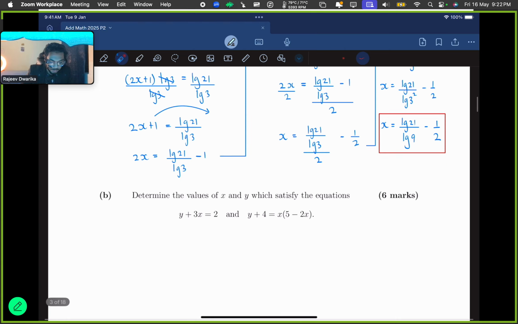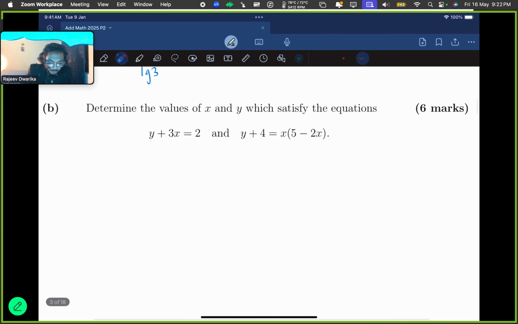Determine the values of x and y which satisfy the equations. I'm seeing two equations. Anytime you see two equations and two unknowns, we have to do simultaneous equations, right? So I'm going to call this equation 1, and I'm going to call this equation 2.